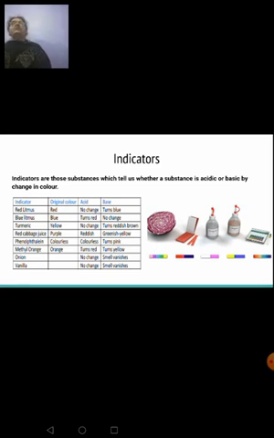Okay, then turmeric. The original color of turmeric is yellow. So when it is used to test the nature of a substance, if the substance is acidic, in that case the turmeric will not undergo any color change. Whereas if the given substance is a base, the yellow color of the turmeric is going to turn reddish brown.